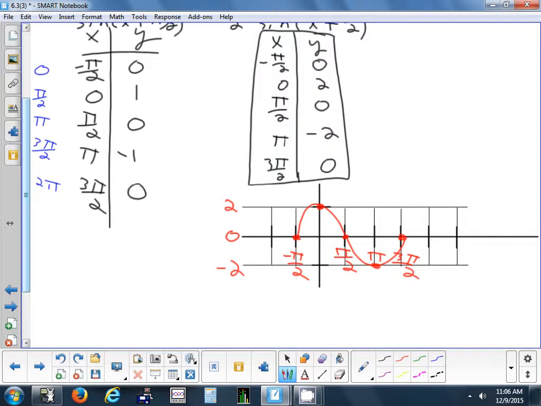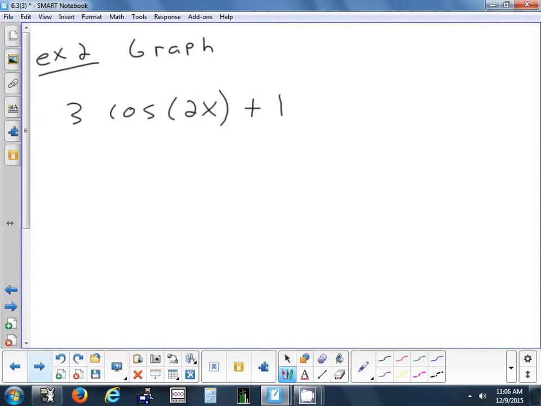All right. So let's try this one: 3 cosine 2x plus 1. First of all, how many transformations? 3. Yeah, we've got 3. What's the first transformation I have to look at? The 2x. Yeah, I have to focus on this 2x, and what is that? That is a horizontal stretch, or in this case, it'll actually compress.